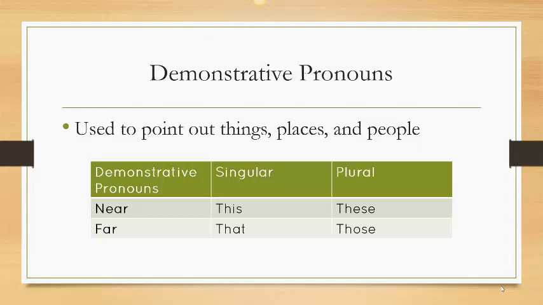So if I have a book right here, this is my book, versus one that's across the room, that is my book, singular. If I have these cookies right in front of me versus those cookies across the room. Please copy this chart down.